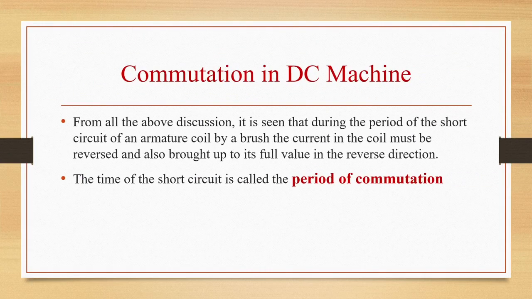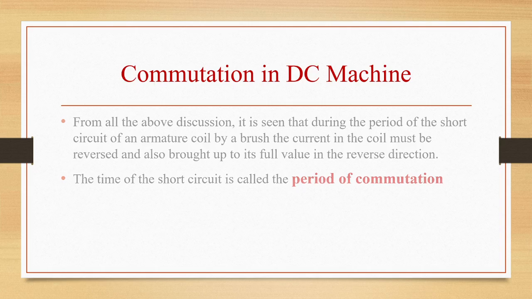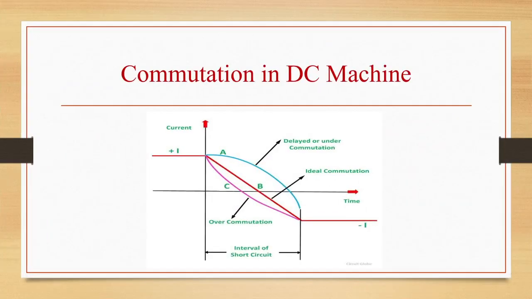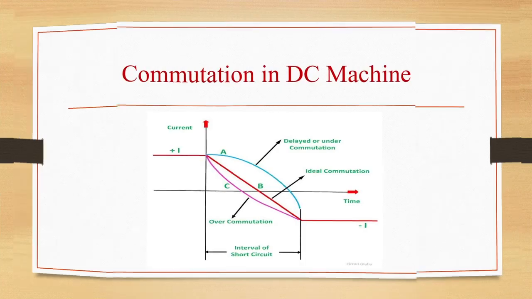So during the period of short circuit of an armature coil by a brush, current in the coil must be reversed and also brought up to its full value in the reverse direction. Time of the short circuit is called the period of commutation. Current in the short circuited coil varies during the brief interval of the short circuit, and as shown in the figure we can see delayed or under commutation, ideal commutation, and over commutation.